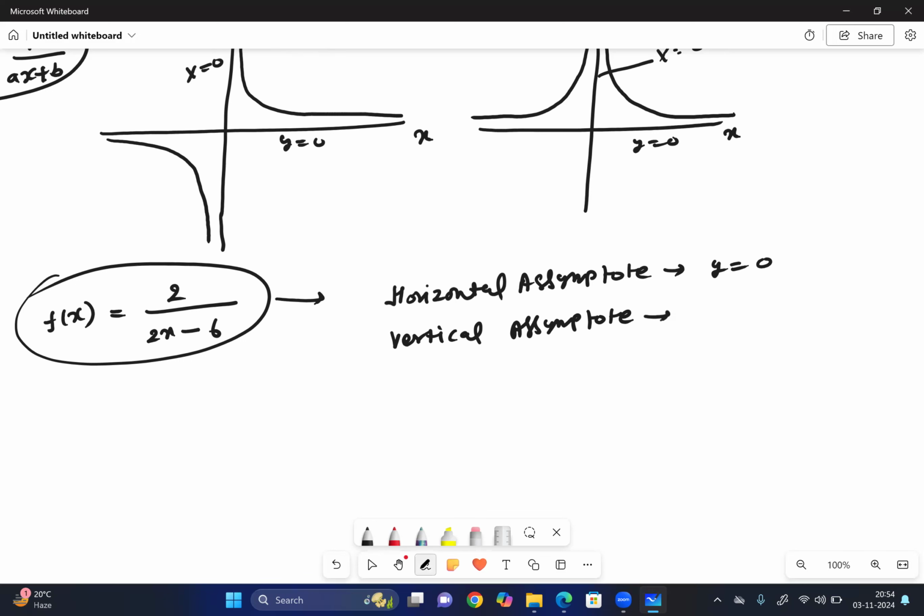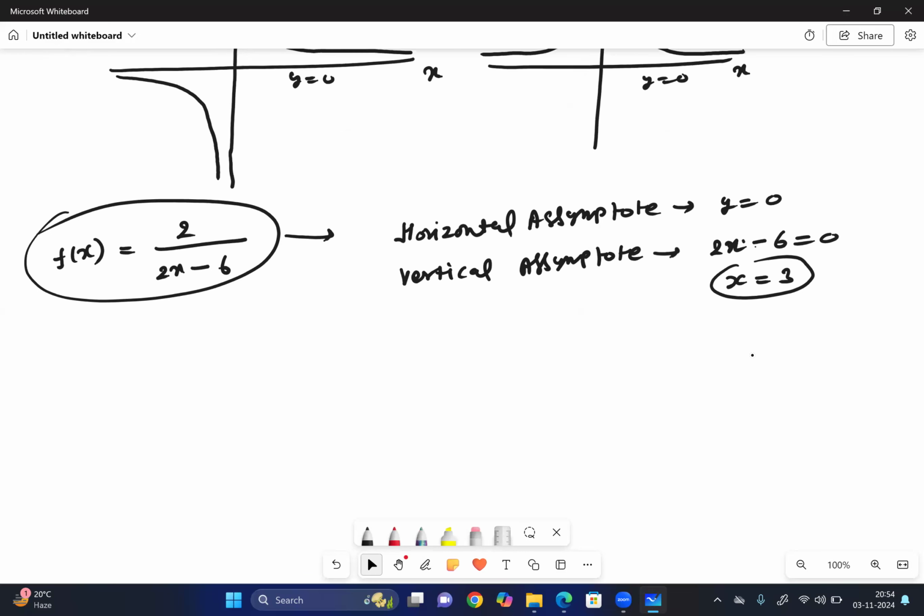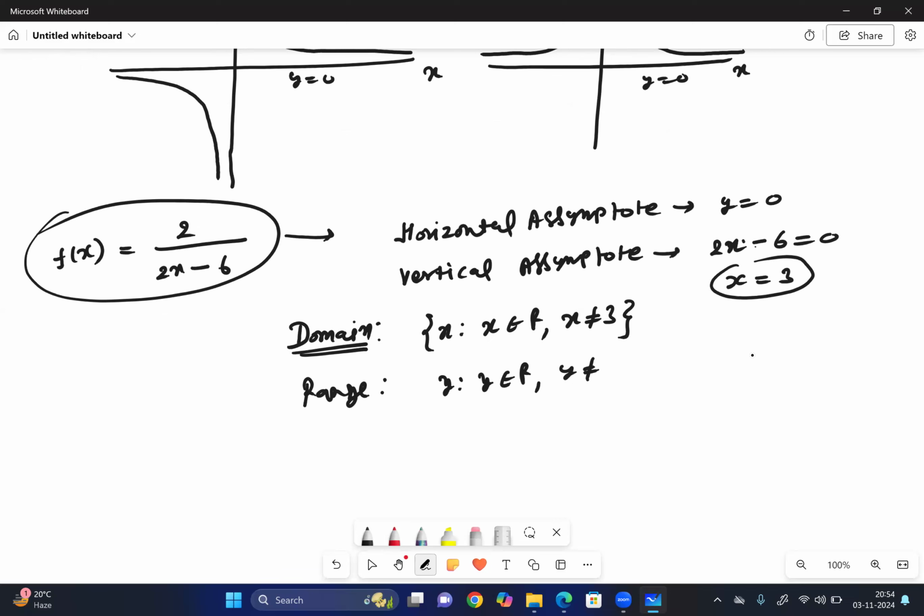And the vertical asymptote is what? When we put the denominator equal to 0. So we put 2x minus 6 equal to 0, so x is equal to 3. That's the vertical asymptote, because this is not going to be part of the domain, right? So if I'm writing the domain for this function, then the domain is x belongs to R, x is not equal to 3. And the range is y belongs to R and y is not equal to 0.